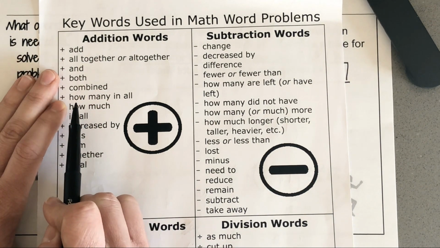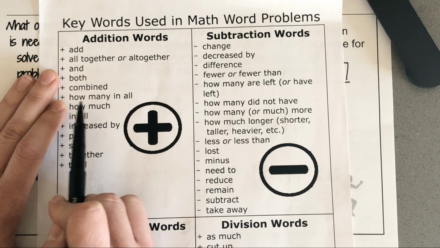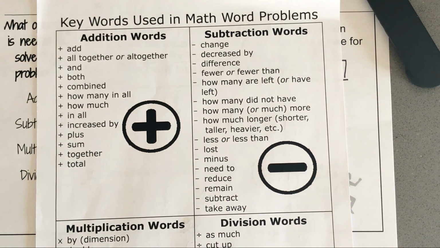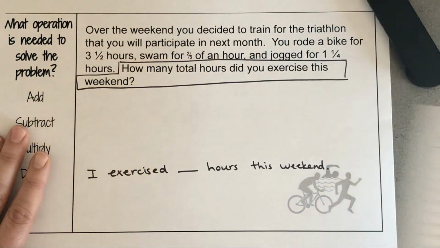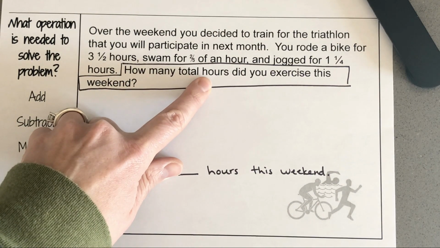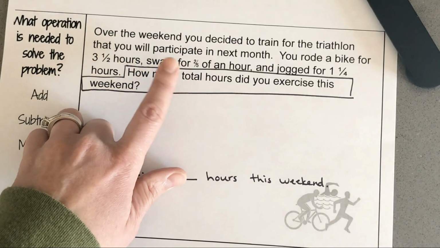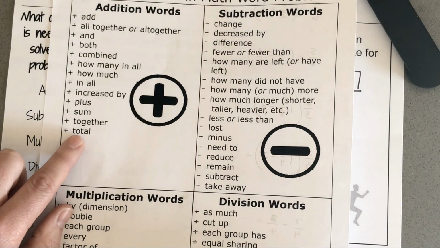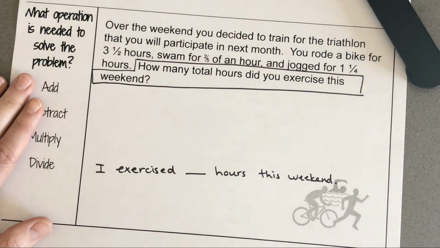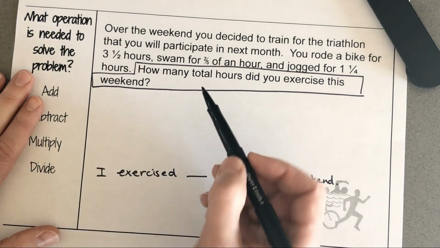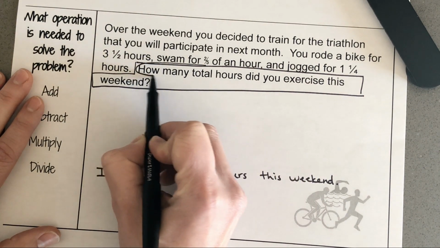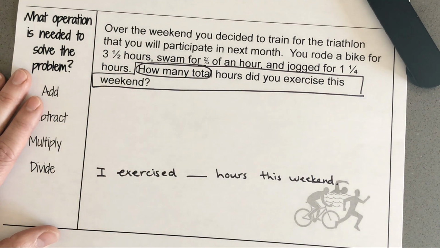Now, we really want to pay attention to whenever we see the phrase "how many." What is "how many" defining, right? In here we have "how many total hours." Total. You can also see under the add box that total is there. We're going to be adding all of the hours together to get a total. So my key phrase is "how many total."